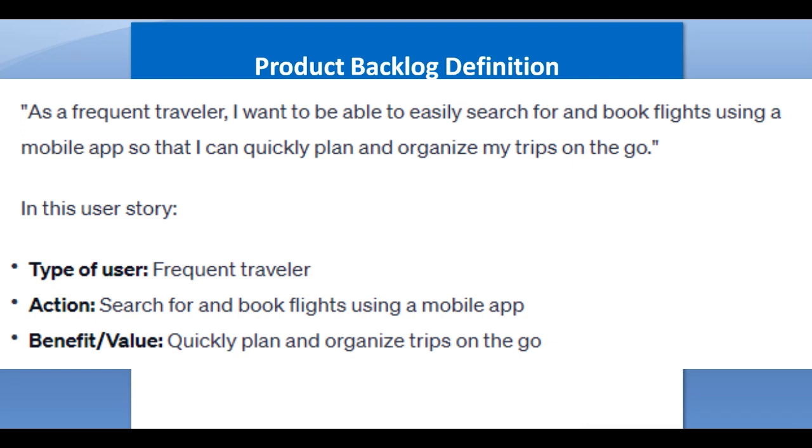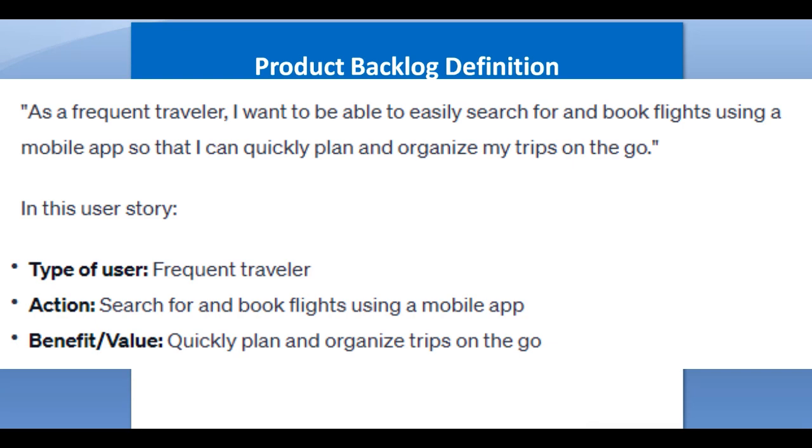Each item in the product backlog should be written in a way that clearly communicates its value and acceptance criteria as well. Acceptance criteria means the criteria by which we consider that this story is completed or done. Acceptance means acceptance by the customer, that by which criteria we will consider that this requirement is fulfilled.